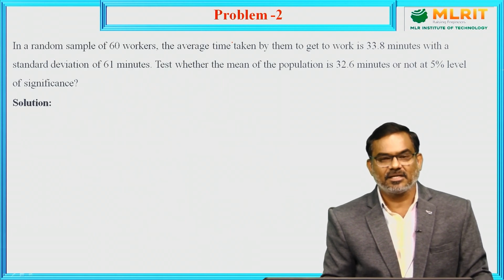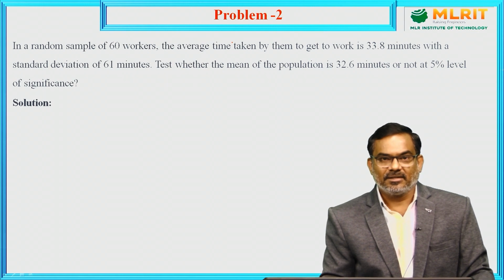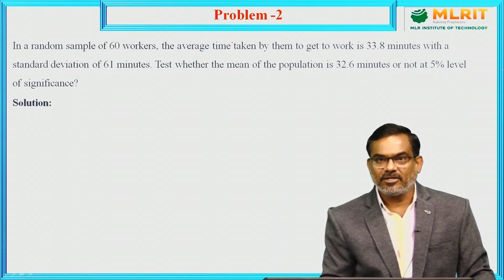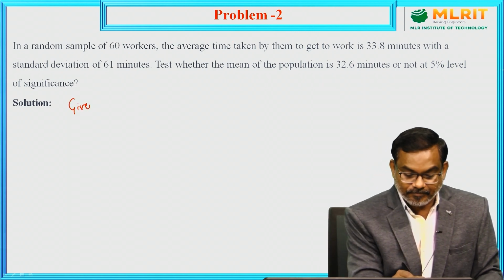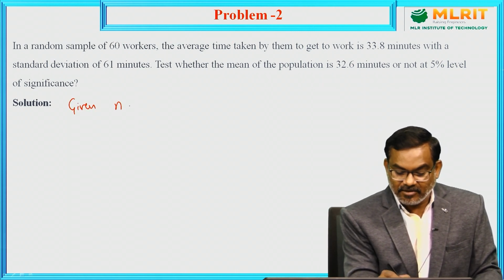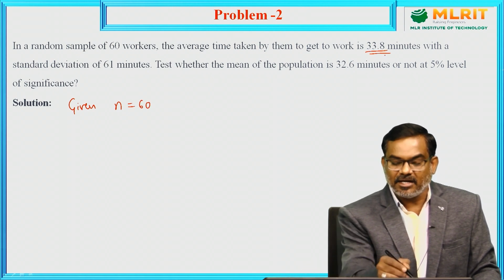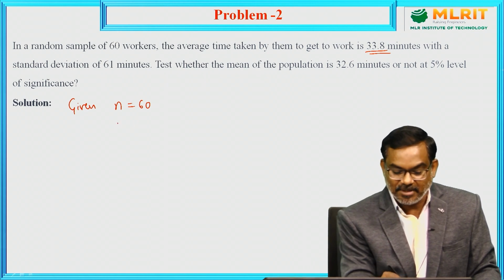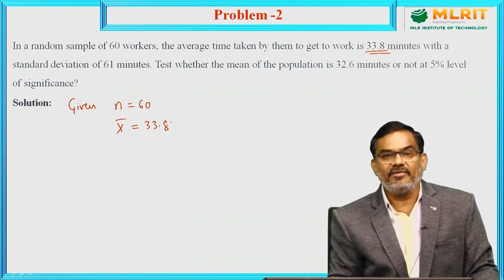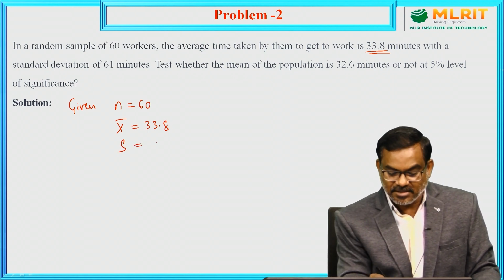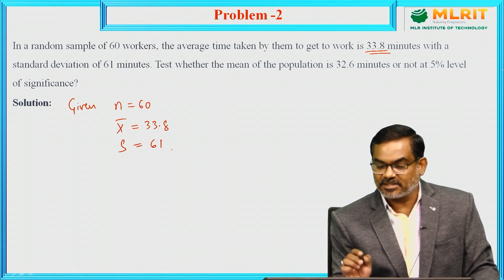Similarly, let us discuss one more problem. In a random sample of 60 workers, the average time taken by them to get to work is 33.8 minutes. So, it is given n equal to 60 and this 33.8 is the data related to this 60, that means the sample. So, the sample mean is 33.8 with a standard deviation of 61 minutes, S is 61. Test whether the mean of the population is 32.6 minutes or not.